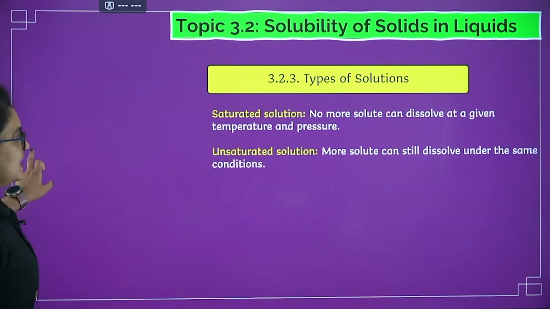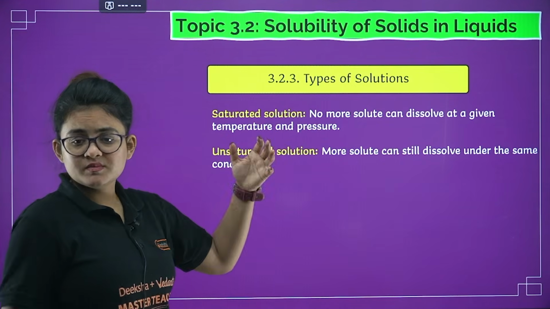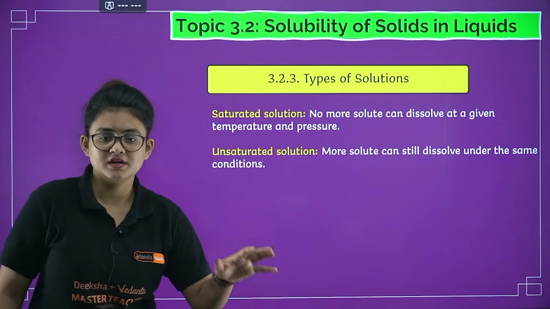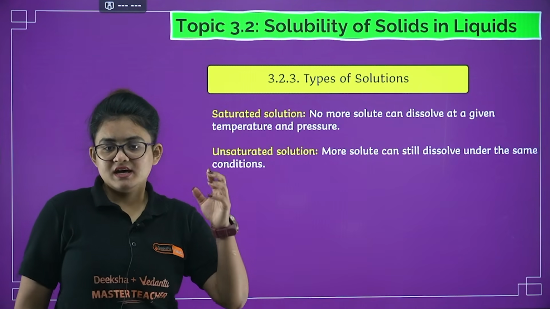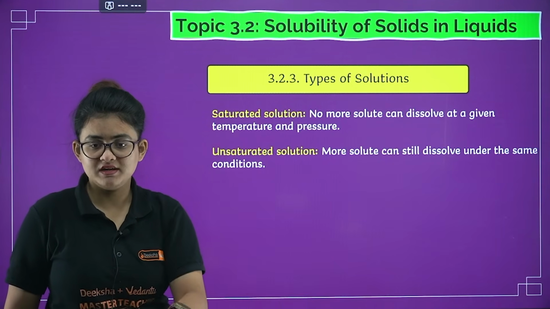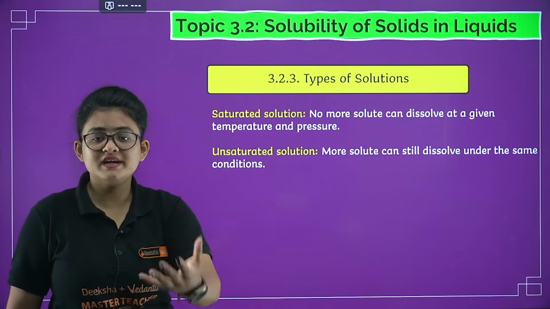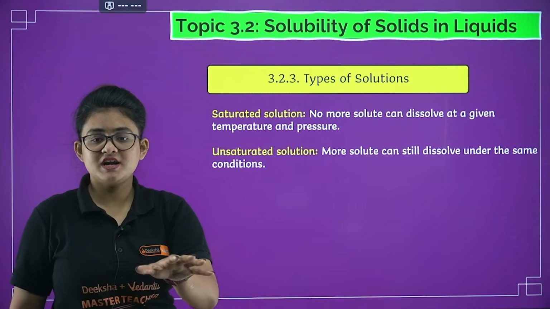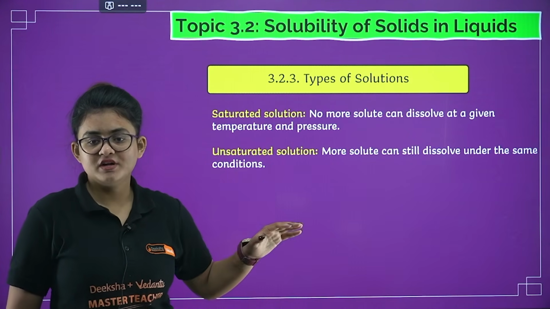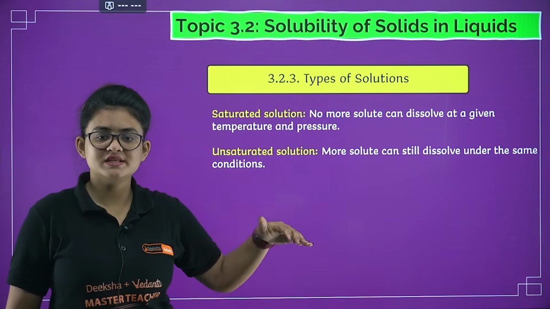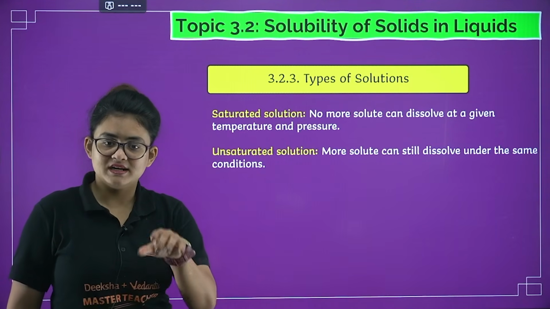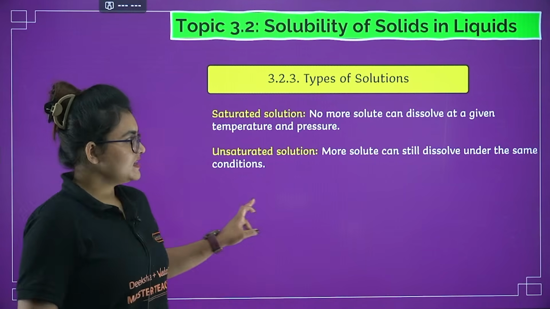Let's proceed. Now we are going to discuss some types of solution. First is saturated and unsaturated. A saturated solution means you can't add more solute to it. No more solute can be dissolved at a given temperature and pressure in that particular solvent. This is called a saturated solution. An unsaturated solution means more solute can be added and dissolved under the same conditions. Okay, I guess it's clear.